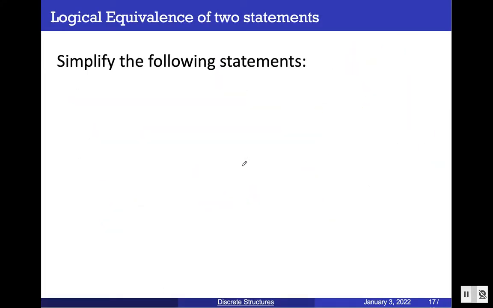In that case, given a compound statement, we can simplify it. We simplify a statement using some logical equivalences, and then we can find another form of the same statement. So let's see an example.